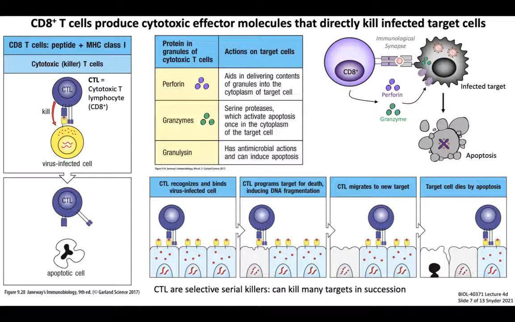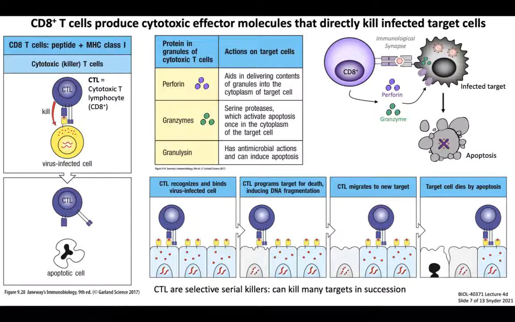Also keep in mind that CTL can perform this cytotoxic effector function on many different infected target cells, as long as they express cognate antigen on MHC class I. So we can think of effector CD8s as selective serial killers, in that they can target many infected cells in quick succession, but this killing occurs in an antigen-dependent fashion.